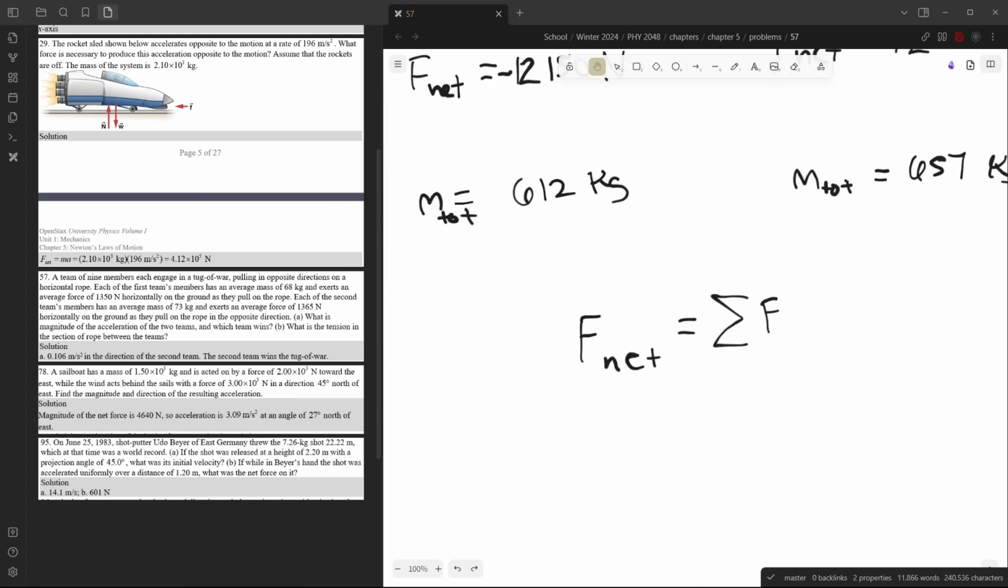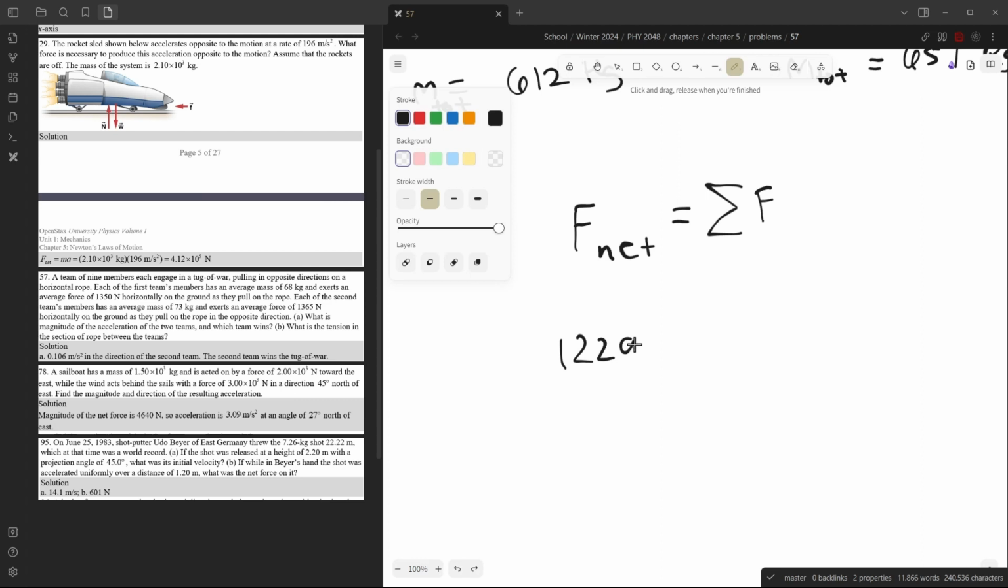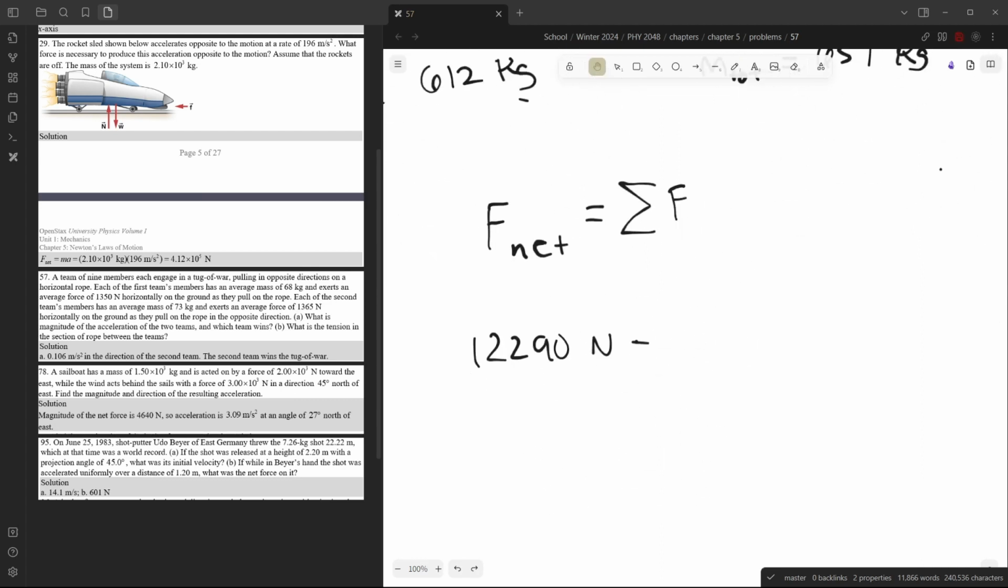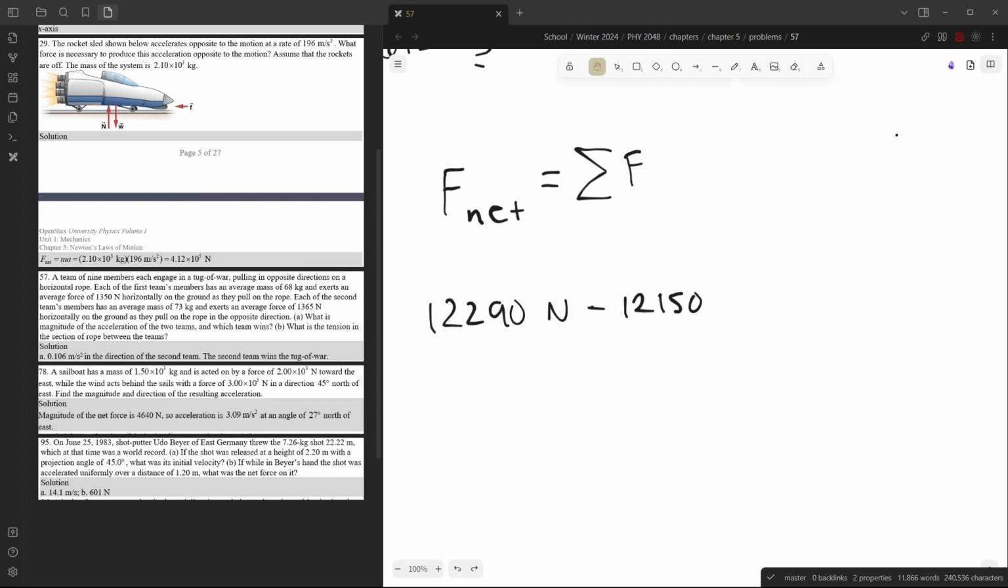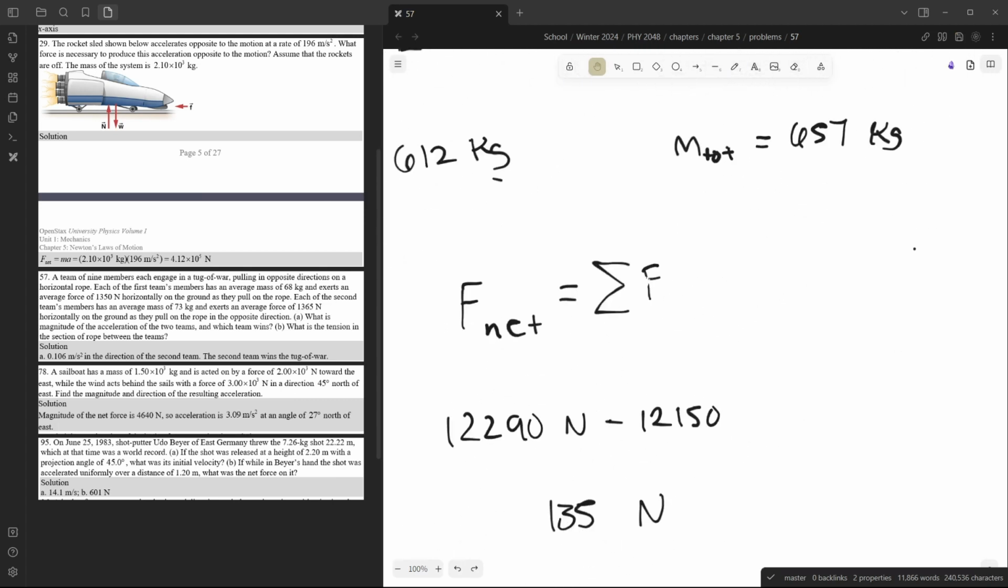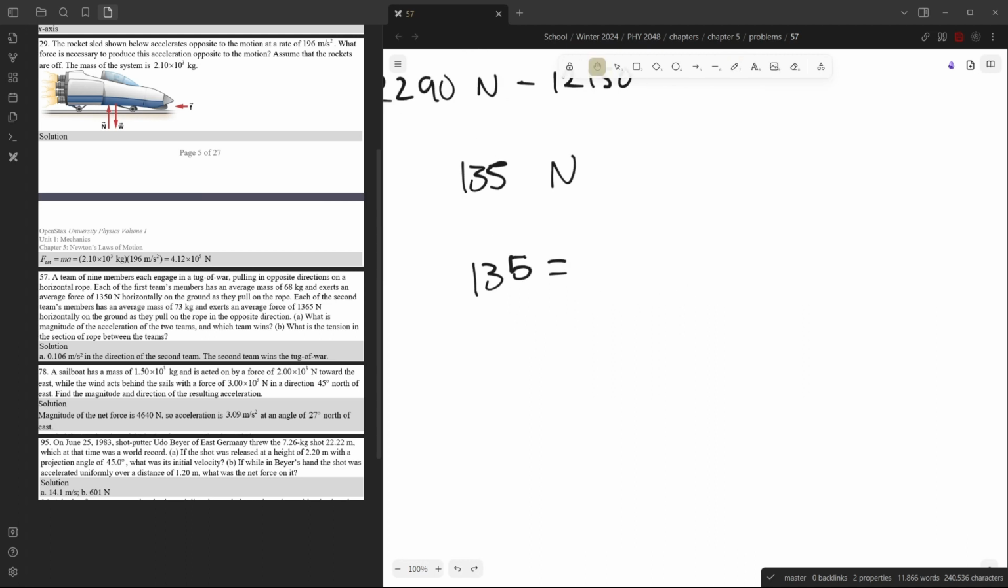All the forces. So if we add the forces, 12,290 newtons minus 12,150, we should get 130 newtons. So this is the force that's going towards team 2. So now that we have the force, we know that team 2 is winning because it's in their direction. Now we just want to find the acceleration.